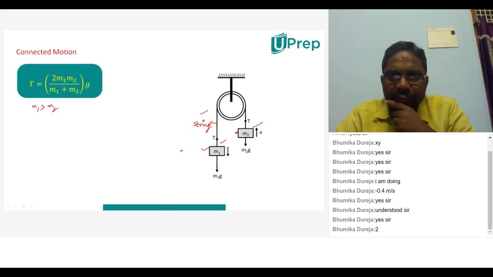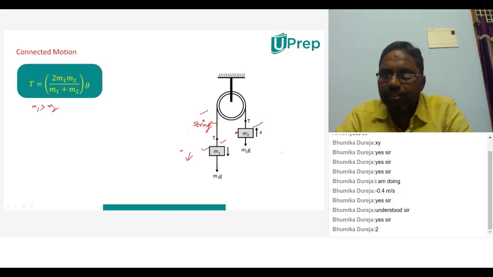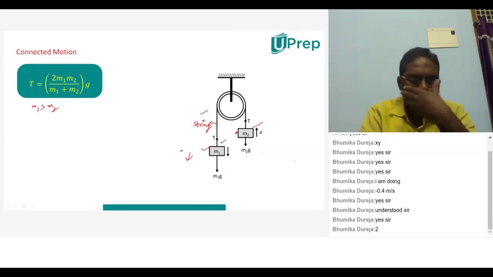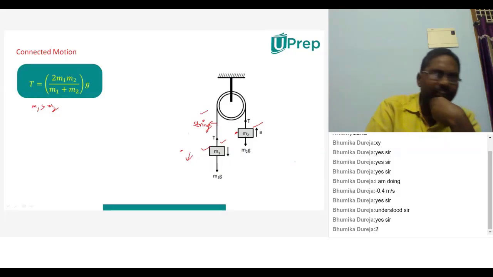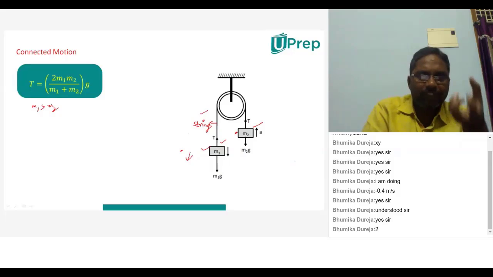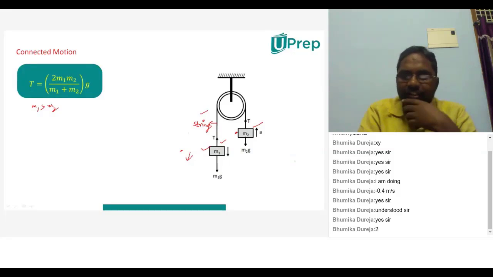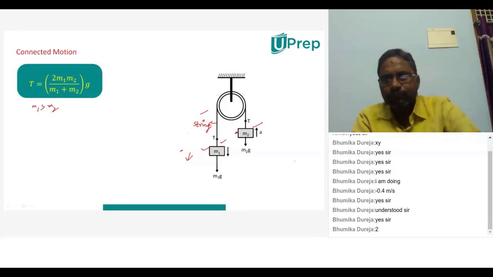Then which side will this total system move? Will the system move this side or this side? Sir, M1 side. Which side? M1 side or M2 side? Sir, M1 side. Why will it move on the M1 side? Sir, because M1 mass is greater. Bhumika, why is it the first side? The first object is having more mass than the second object. So as it is having more mass, the first side will move down, isn't it?